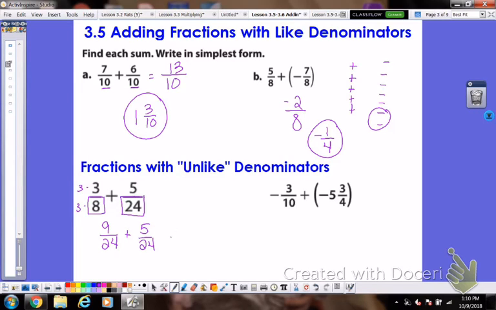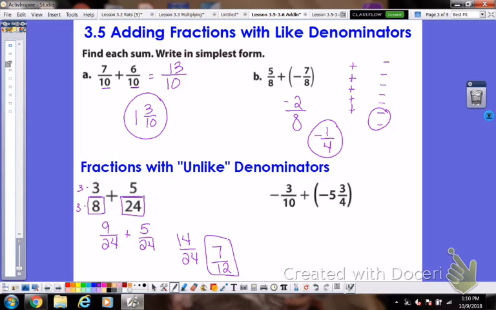9 plus 5 gives us 14/24, which we can reduce, both divisible by 2. So the final answer is 7/12.